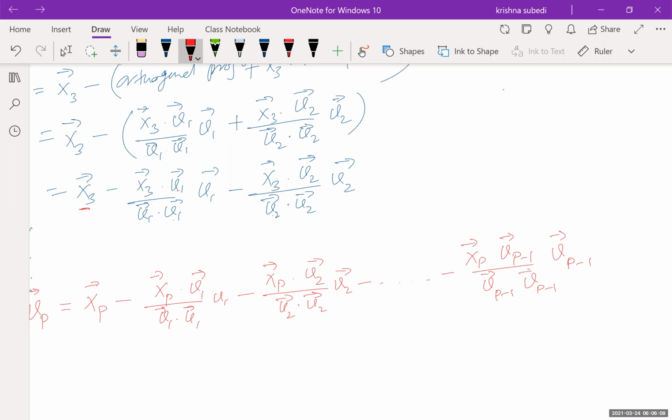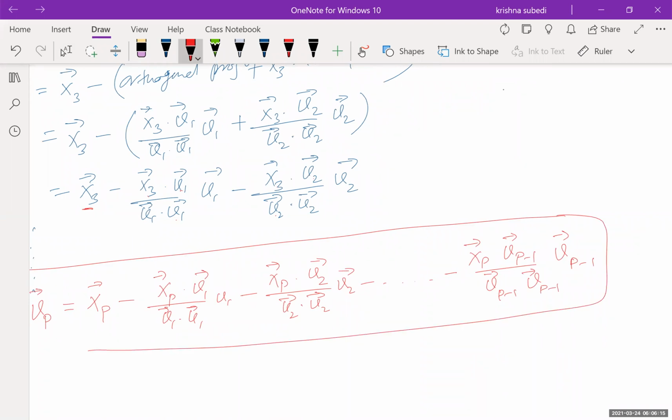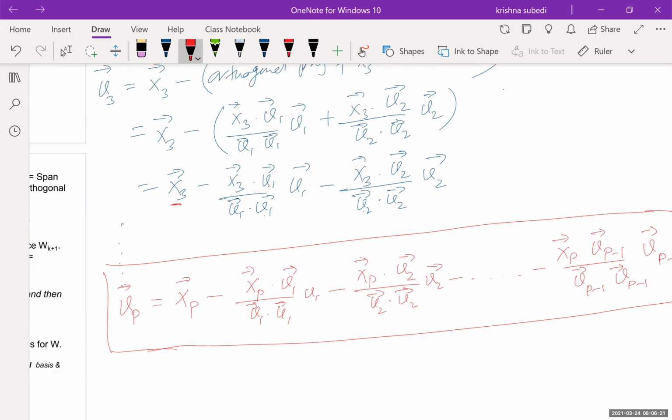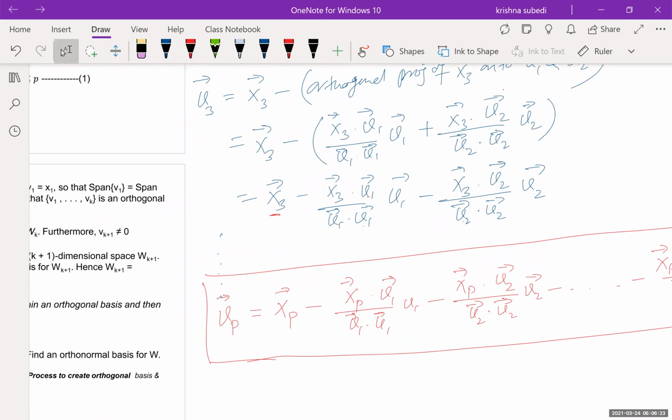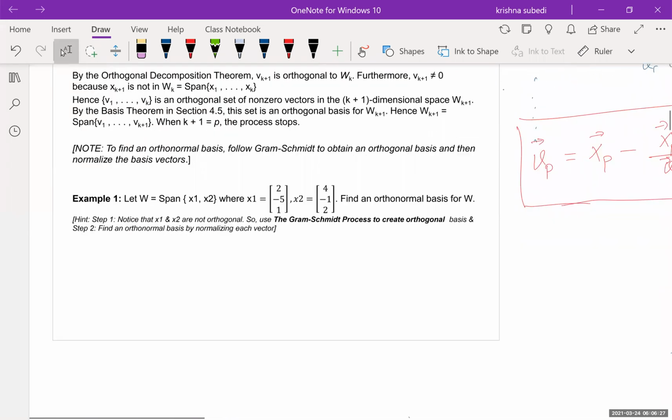So this is the formula. This is the formula for the Gram-Schmidt process. So we're going to use that formula to find the orthogonal basis. Okay, so let's go to example 1.